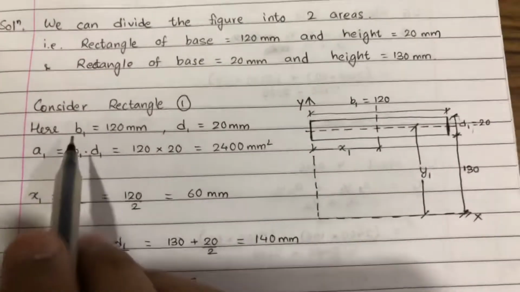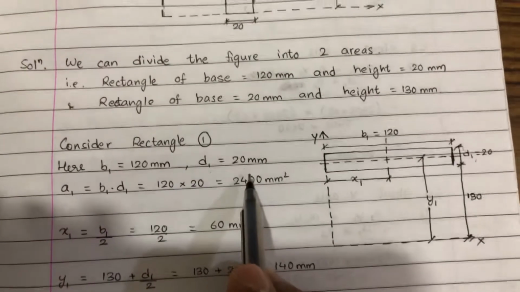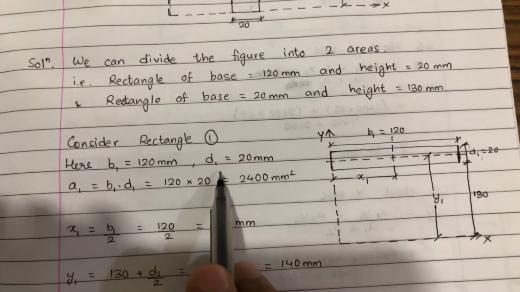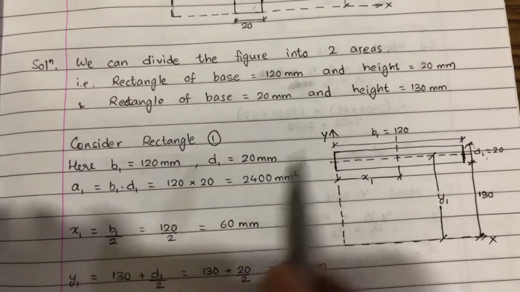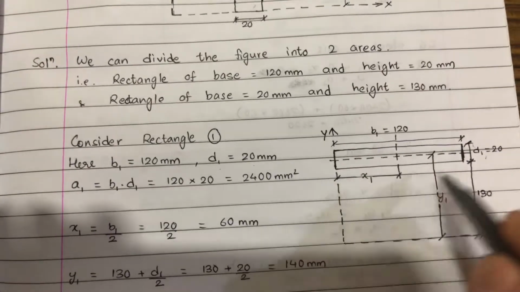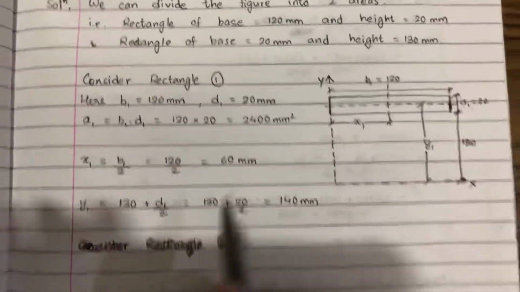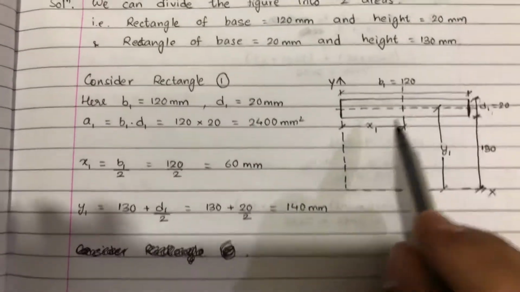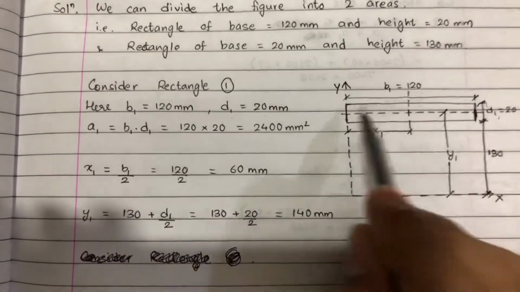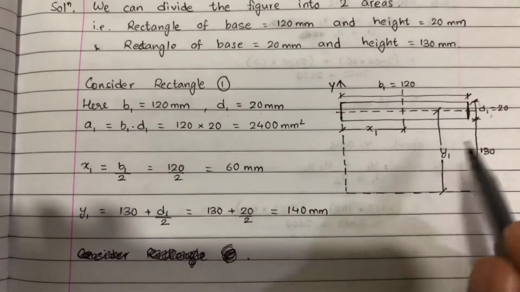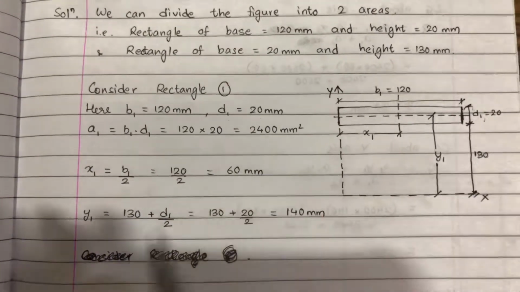So B1 is equal to 120 mm and D1 is equal to 20 mm. B1 is the base and D1 is the depth. I have written 1 in the suffix because this is rectangle number 1. Now, A1 is the area of this rectangle. A1 will be equal to B1 into D1, as it is a rectangle. So it is 120 into 20, that comes out to 2400 mm square.